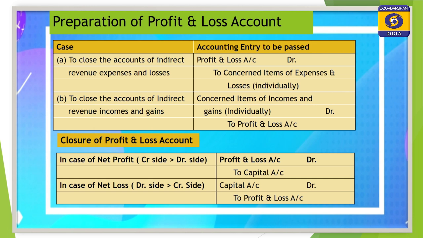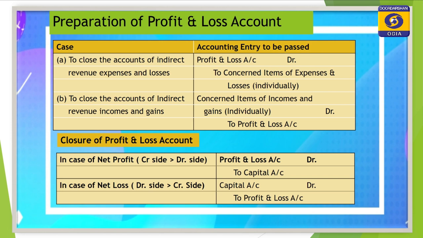And next is, we will close the accounts of indirect revenue incomes and gains. So, whatever are the figures that are appearing in the question relating to indirect revenue incomes and gains, we will debit them individually and credit the profit and loss account. So, the entry will be the concerned items of incomes and revenue individually debited to profit and loss account.